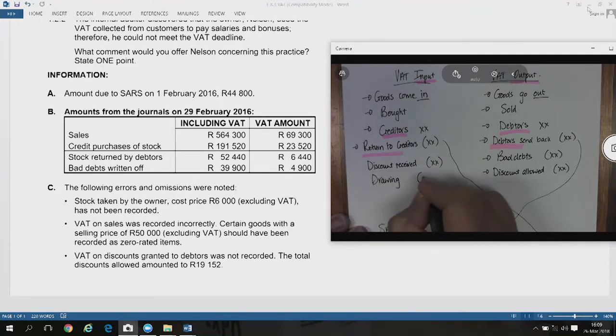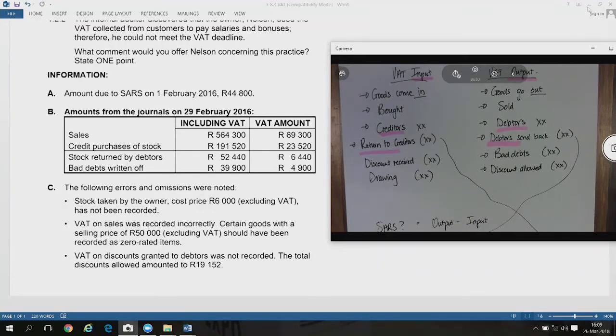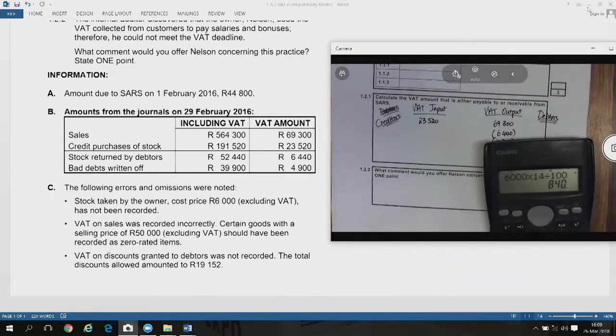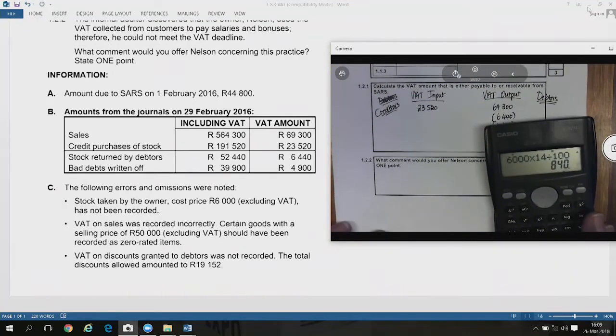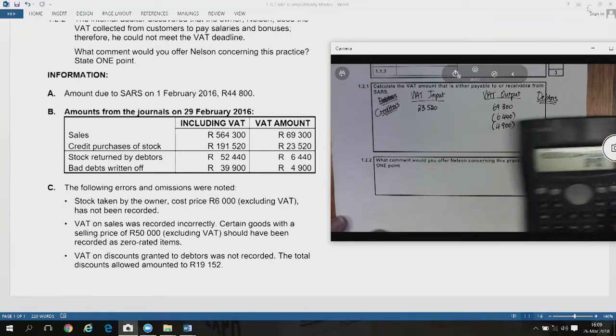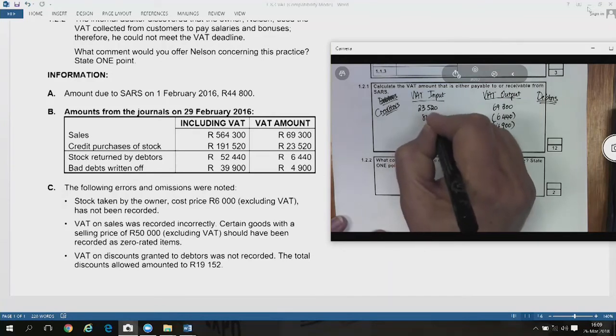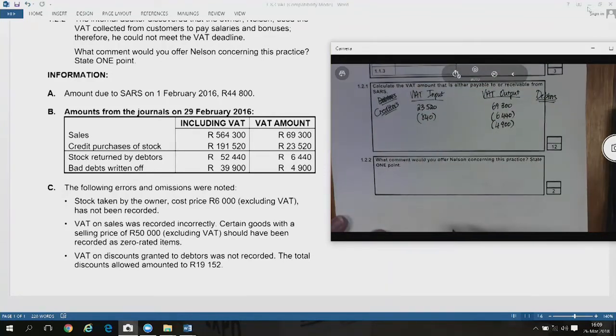I put the drawings there as a minus because it feels for me that we bought the stock and we paid that input. Now we cannot sell the stock anymore, so we haven't got the stock anymore, so we must make our input less. The amount was 840. Remember, it was excluding VAT. That's why we calculate 14%. So we put the 840 on this side for drawings.